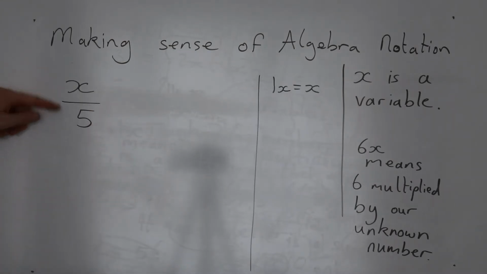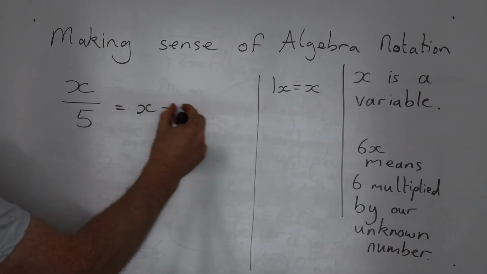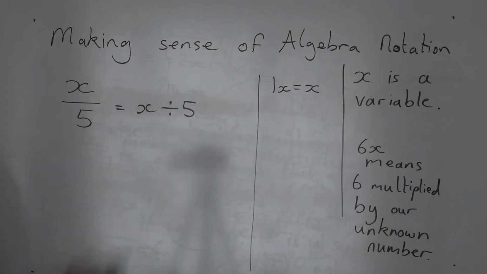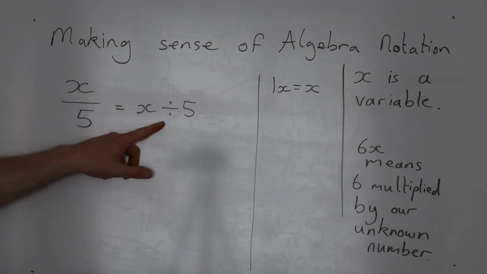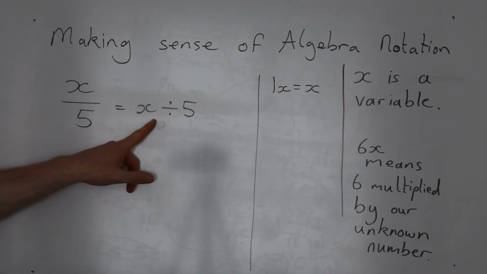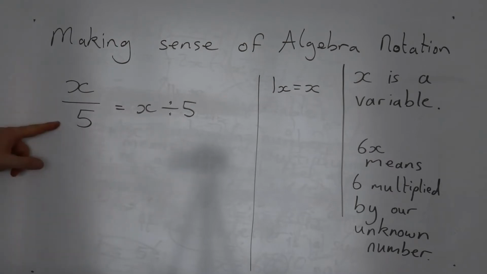What about x over 5? It's a fraction. And all fractions mean division. So this is really saying x divided by 5. The fraction means the exact same thing as our division here. X divided by 5 is the same as this.